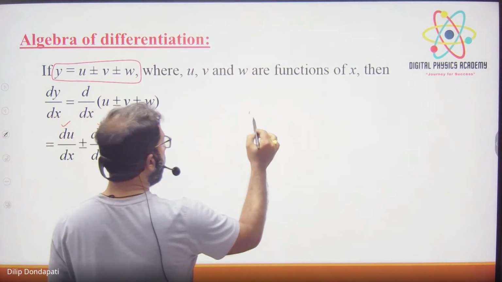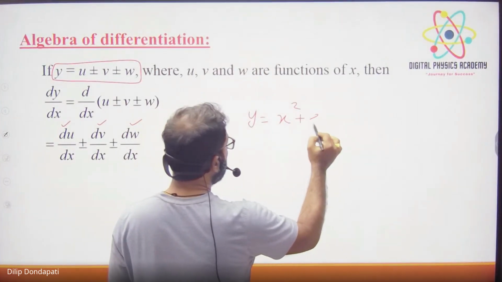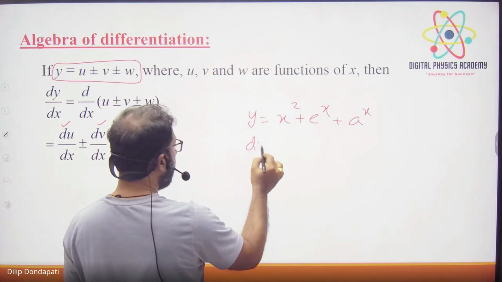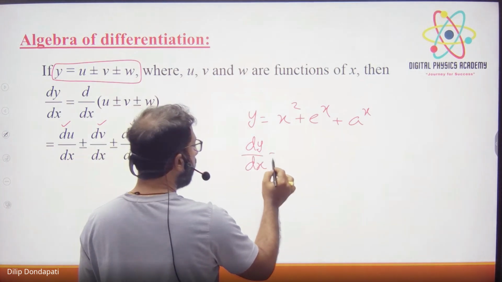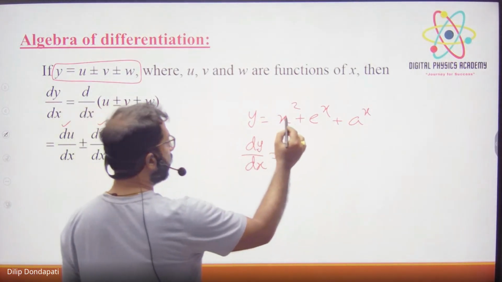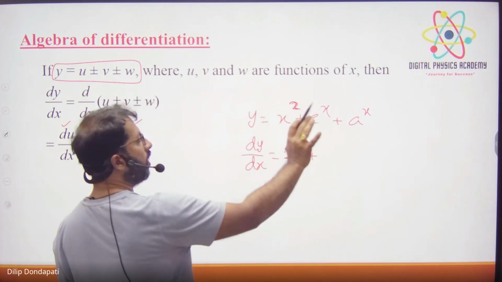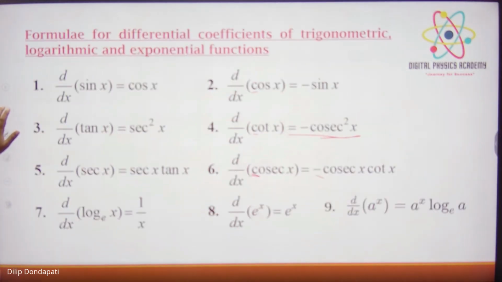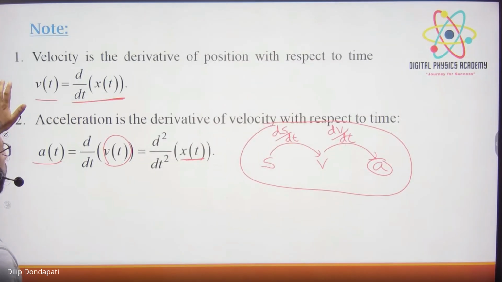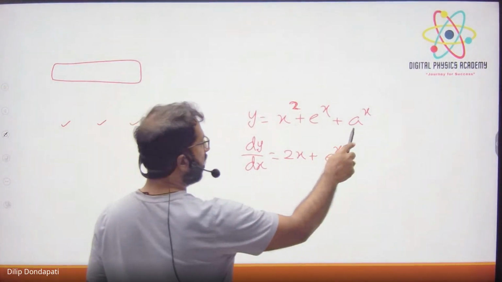Tell me, y is equal to x square plus e to the power x plus a to the power x. Rehan, tell me, dy by dx is how much? This is algebra. You have to differentiate each and every term. That is called algebra. X square's differentiation is 2x. Plus e to the power x's derivative is e to the power x only. Yeah. And a to the power x's? Look at the formulas. The differentiation of e to the power x is e to the power x only. Okay. And a to the power x's? A to the power x only.